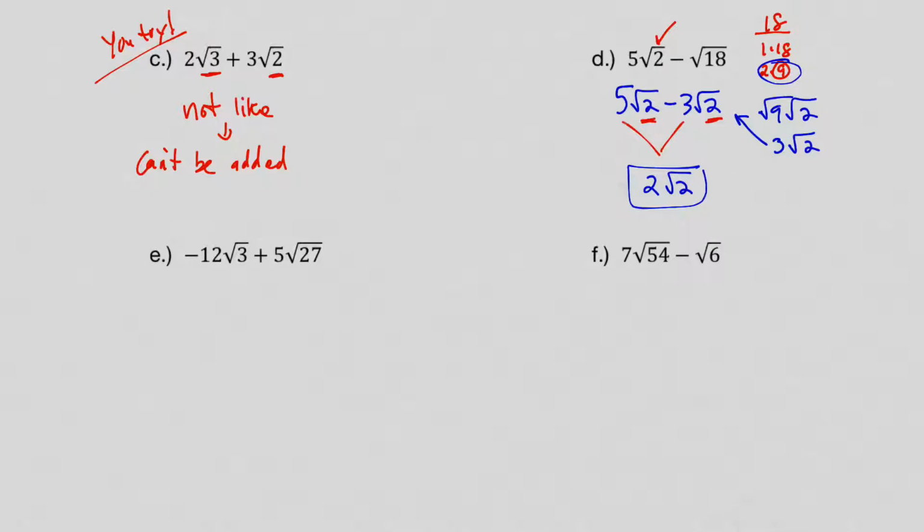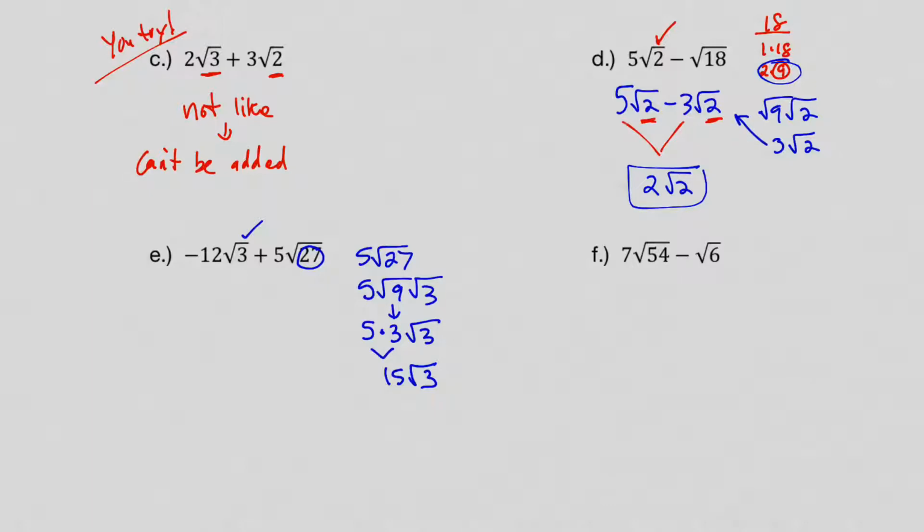Okay, let's check out E. Again, this looks simplified, this radical 3, but the 27 can be broken down. So we're going to break that 27 down between a 9 and a 3. Right, 9 times 3 is 27. And so now this radical 9 becomes a 3. That's what we did at the top. So then these two become 15.